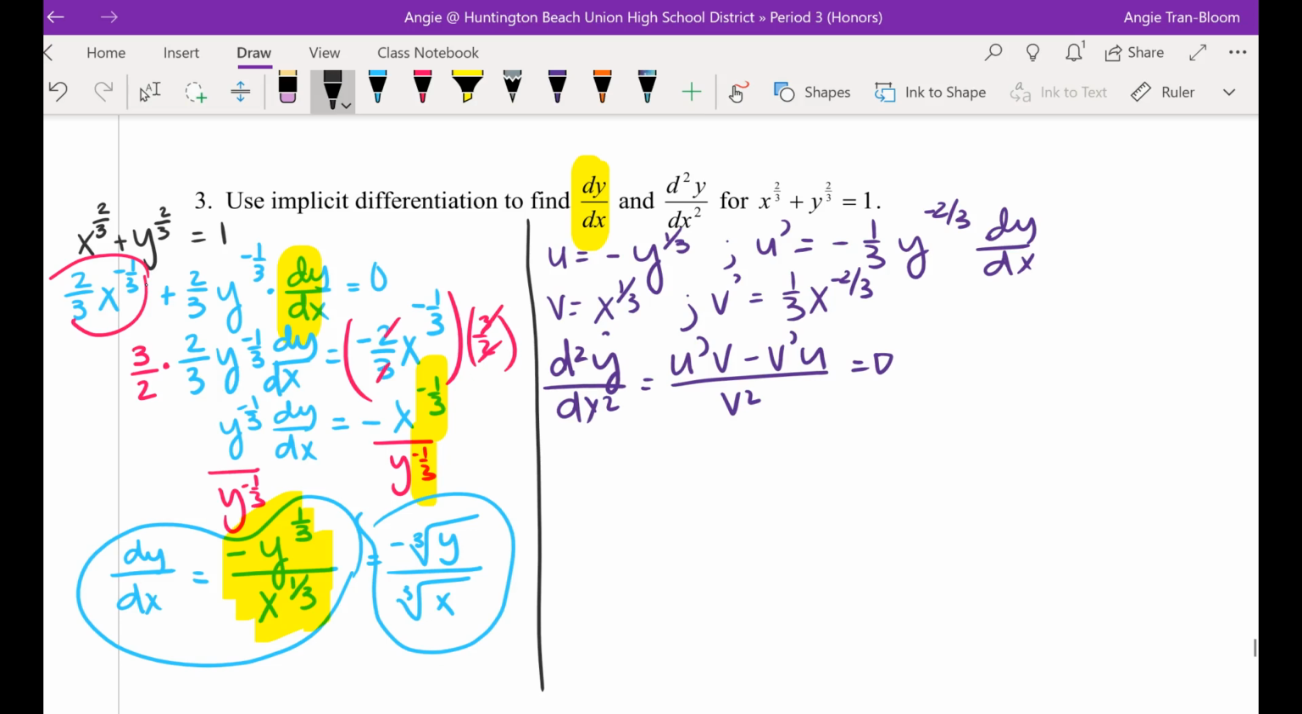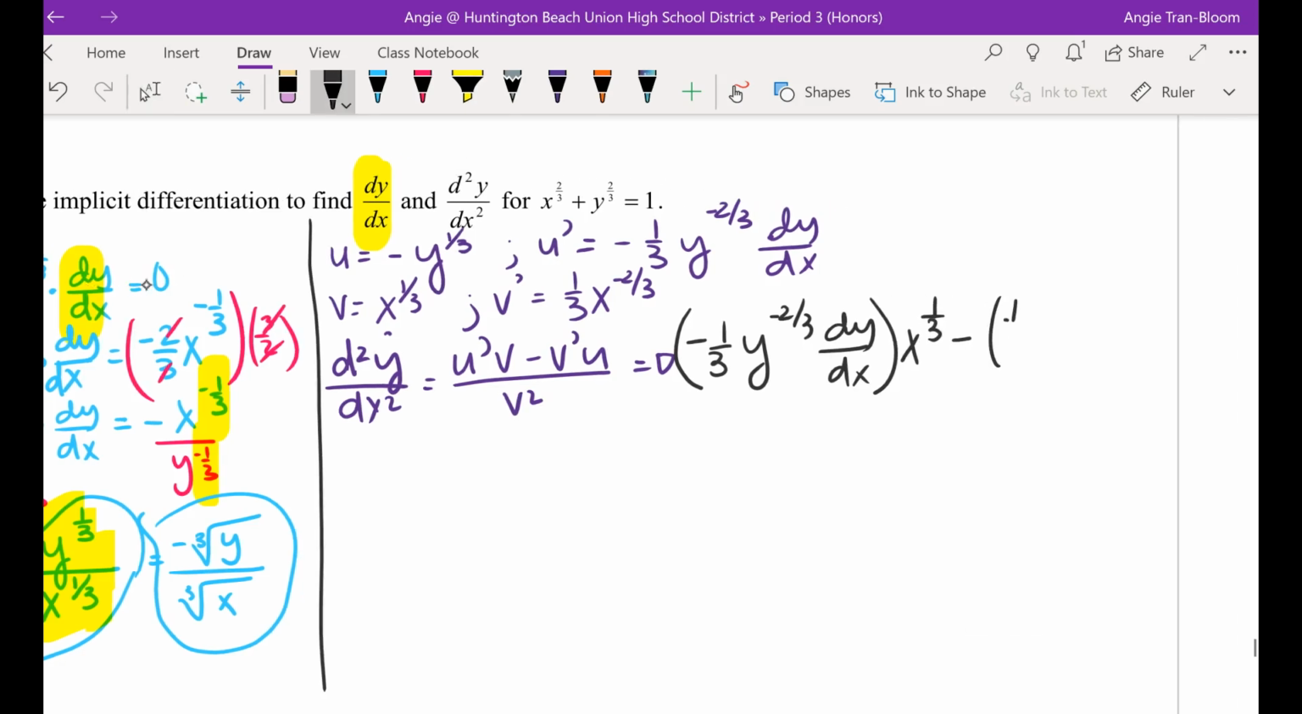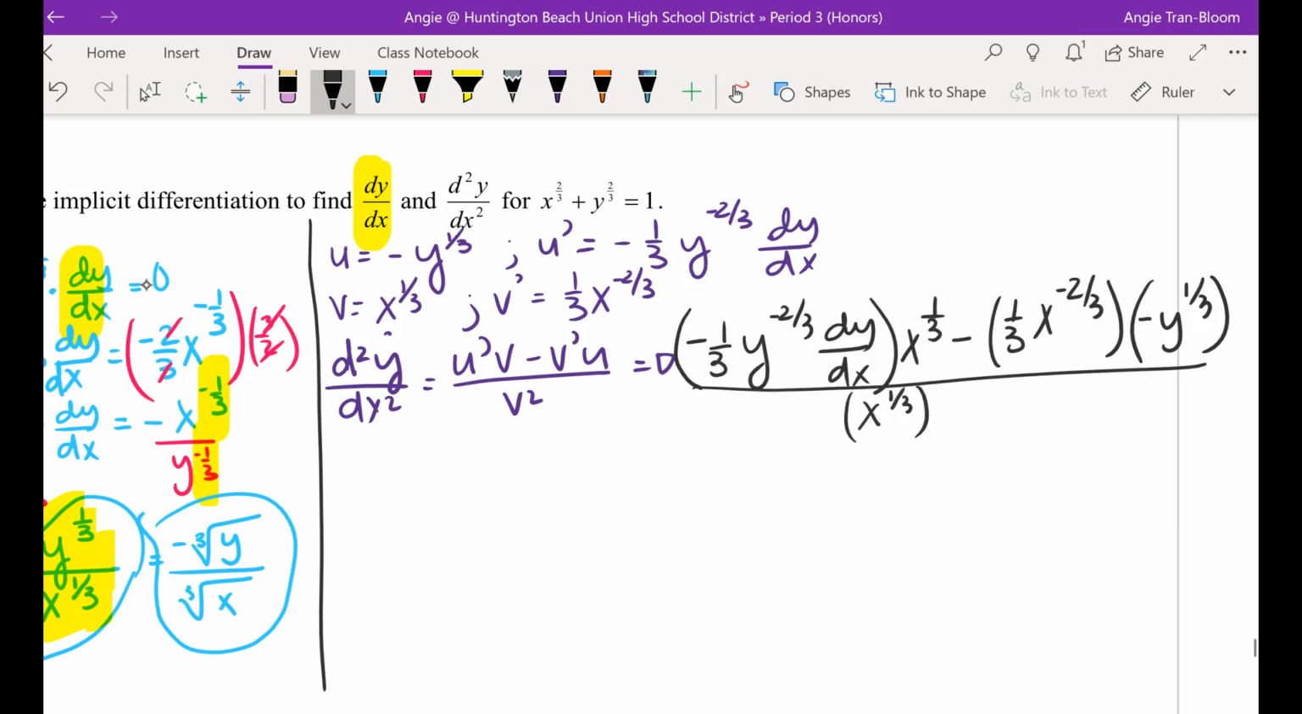So u prime is this whole thing right here, negative 1/3 y to the negative 2/3 dy/dx. I'm going to write a lot of steps out. So that's u prime times v, and v is not as ugly, it's just x to the 1/3, no big deal, minus v prime, which is 1/3 x to the negative 2/3 times u, which happens to be negative y to the 1/3, all over v squared, and v is x to the 1/3, squared.